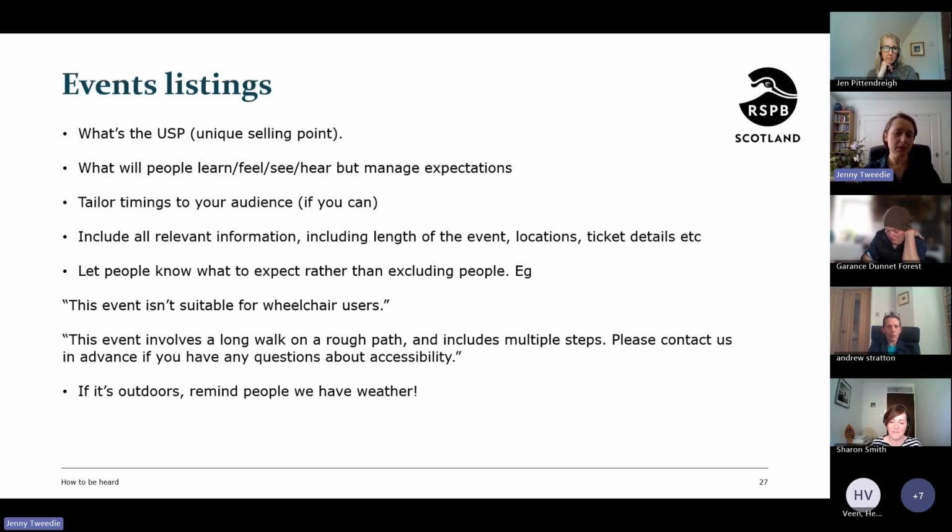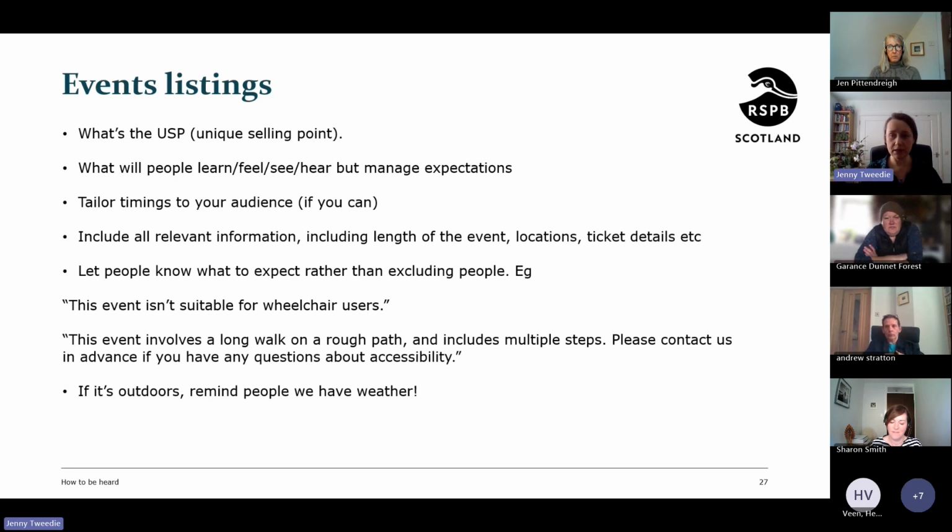Tailor the timings to your audience. Some people, again, are just like, oh, when is the best time for me to have this event? But always think, well, the audience that I'm inviting, when is good for them? These are working people, so they can't come during the day. Should we have it at the weekend, which is best for families?